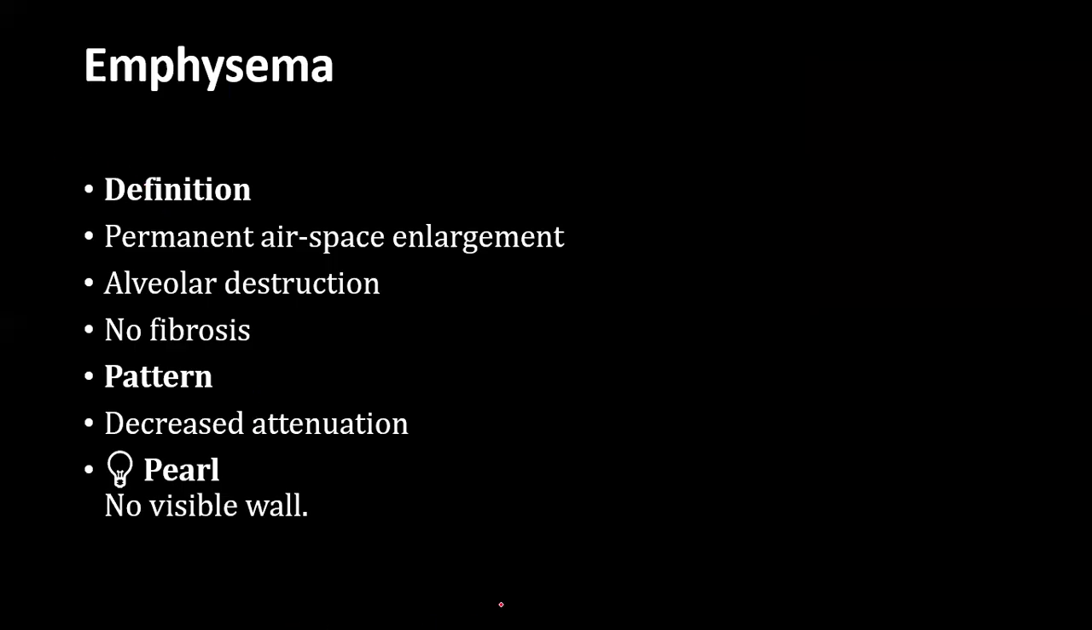Next, we are done with the cyst, right? Next is emphysema. Emphysema is basically permanent enlargement of the airspace due to alveolar destruction, not seen in fibrosis, and the point is no wall, right? No wall will be seen in emphysema.